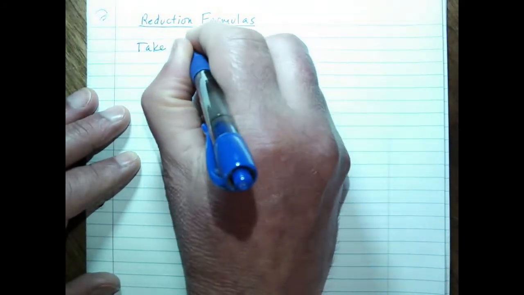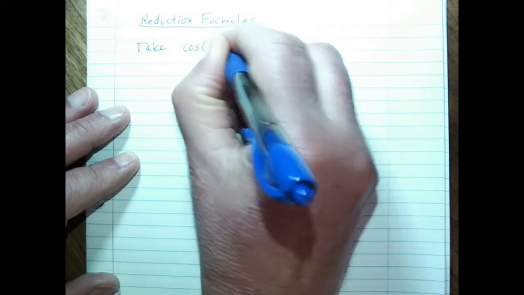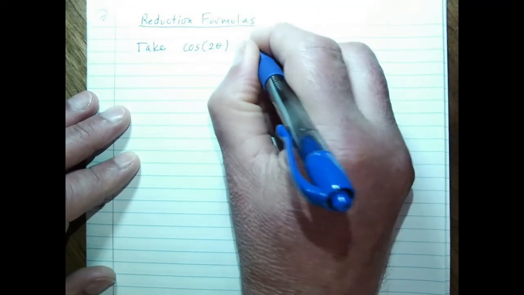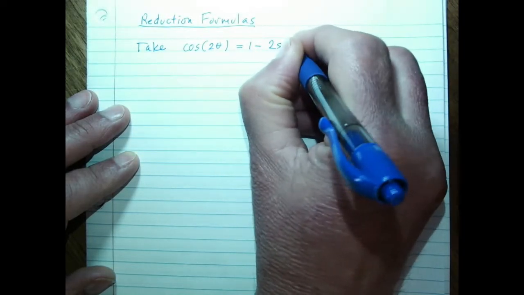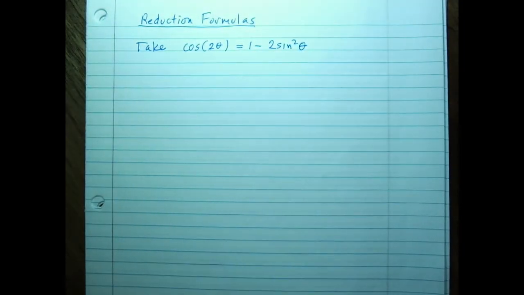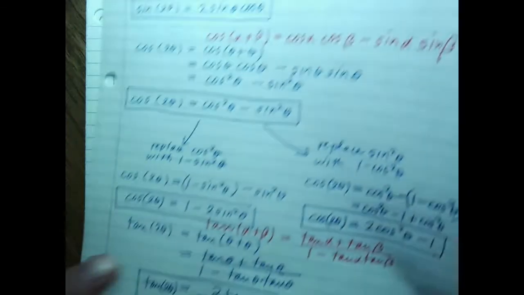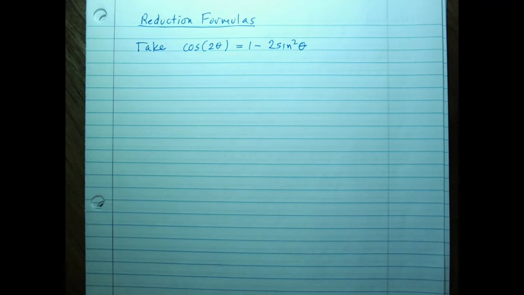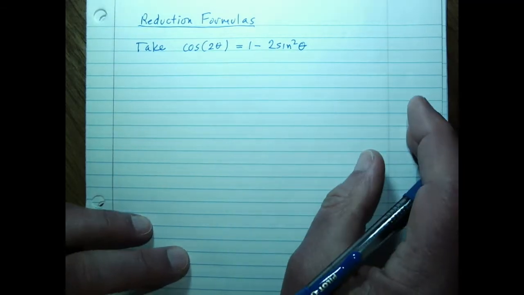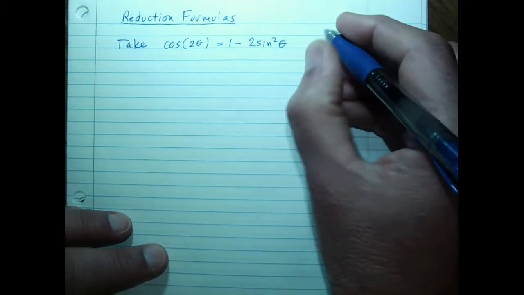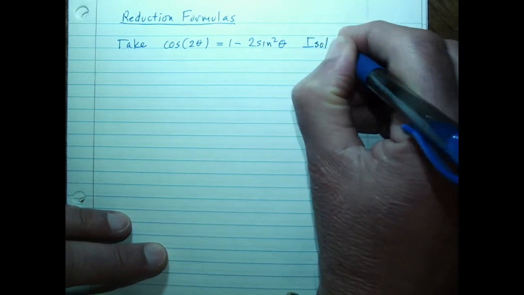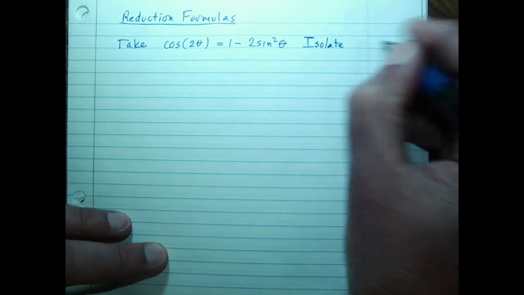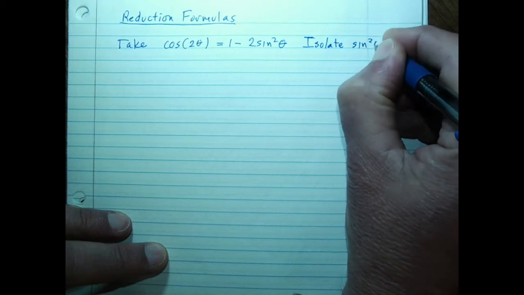So I almost don't think of them as totally independent formulas, but I want you to see this idea that we can take cosine 2 theta equals 1 minus 2 sine squared theta. That was the second version of our cosine 2 theta identity. And what we can do here is isolate sine squared theta.